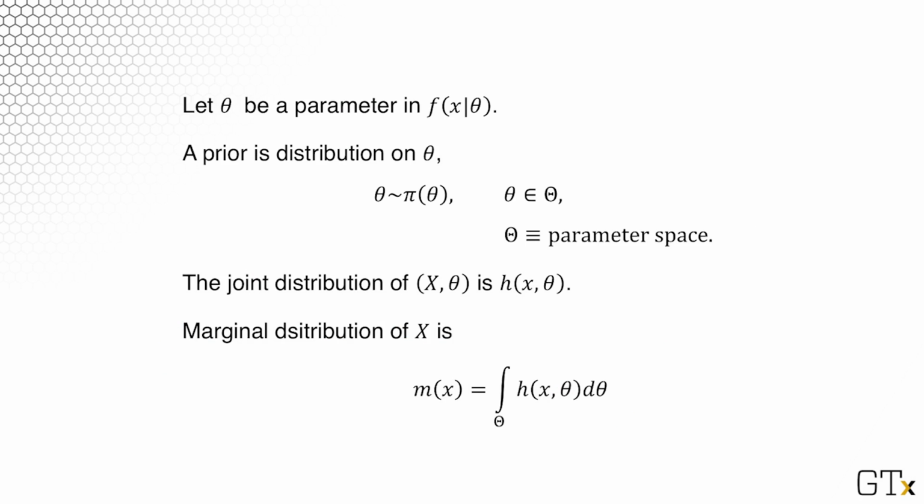So let's see what priors are. In this model, f of x given theta, theta is the parameter. Now, the frequentist approach to statistics thinks about parameters as fixed unknown numbers. So in the population, you have the model, you have the parameter, and that parameter is something which is fixed but unknown. And the inference is concerning that fixed number.